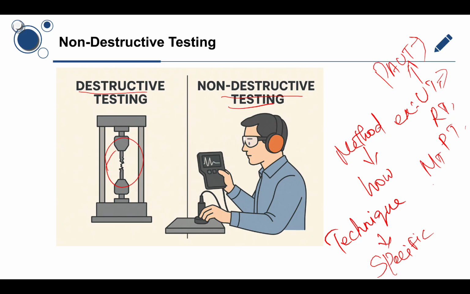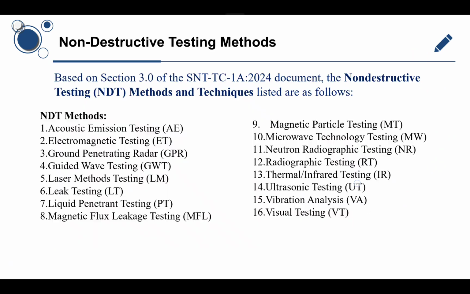How the test is executed includes the configuration, equipment and procedure. The technique explains how the method is practically applied to inspect the component. Think of the method as the type of tool we will use, and the technique as the way we use that tool to get the desired inspection result. This is the basic difference between the method and technique.